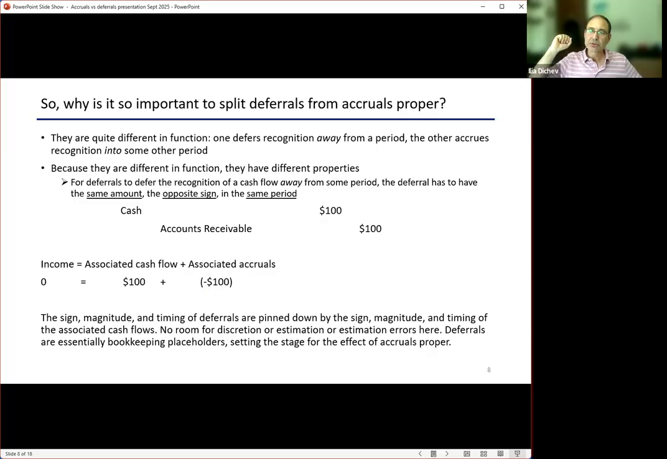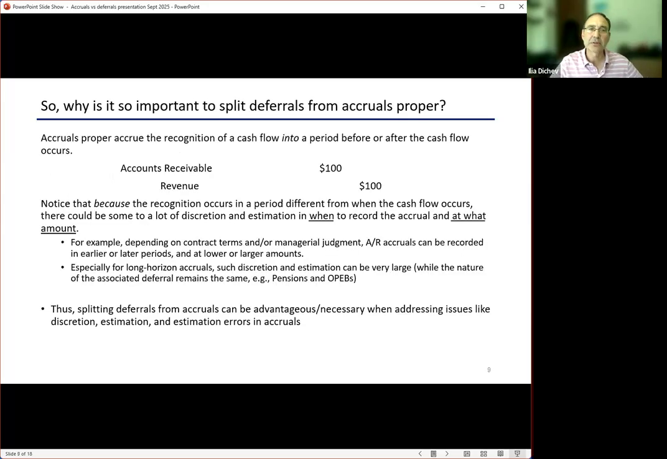There isn't much room for discretion once the cash flows are given. Discretion with respect to cash flows is a separate issue. But if you have the cash flows, the deferrals for them, if you bought the PP&E, are you going to defer it? It's pretty clear what the deferral should be, right? In some sense, these deferrals are like bookkeeping placeholders. They're really setting the stage for the other side. And the other side is very different.